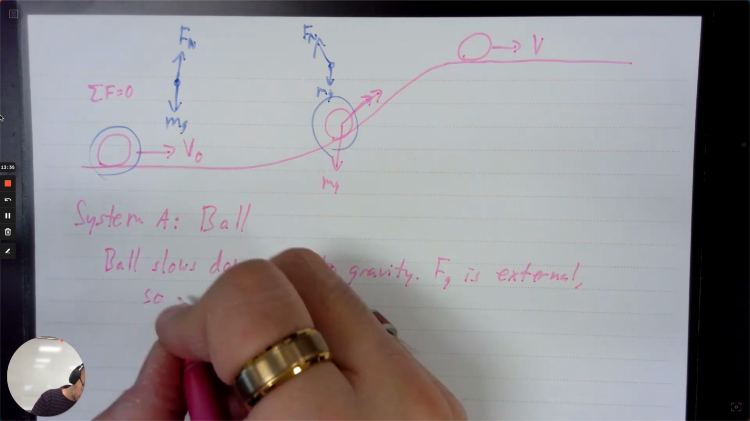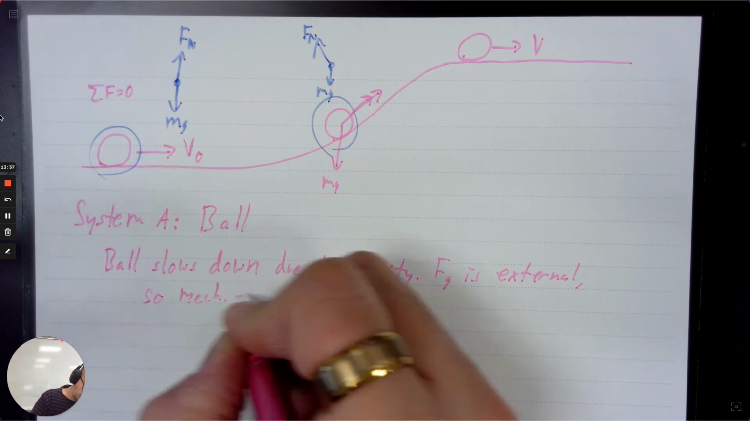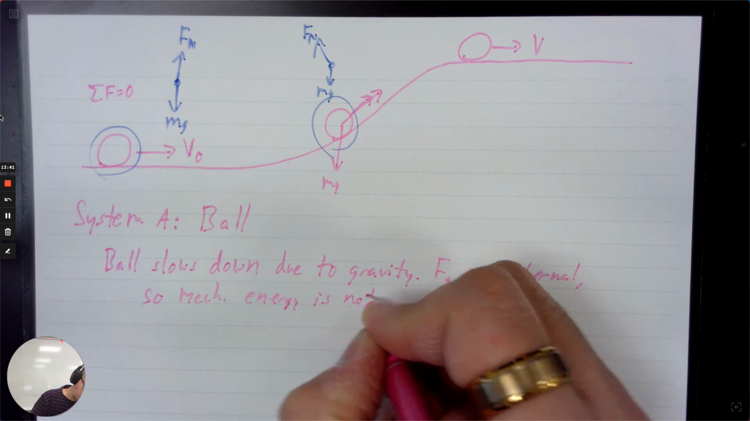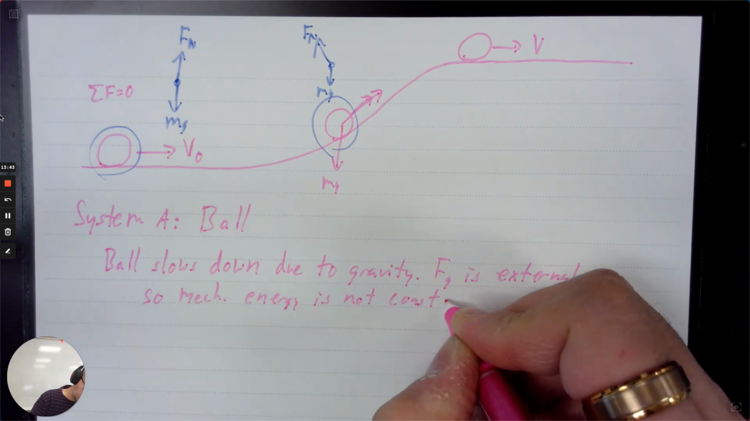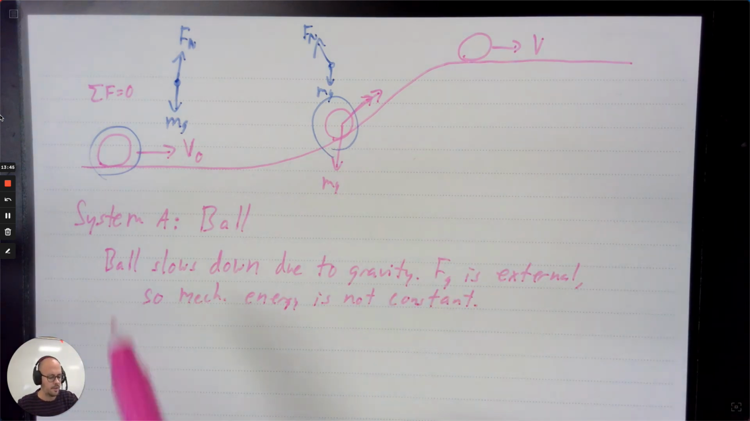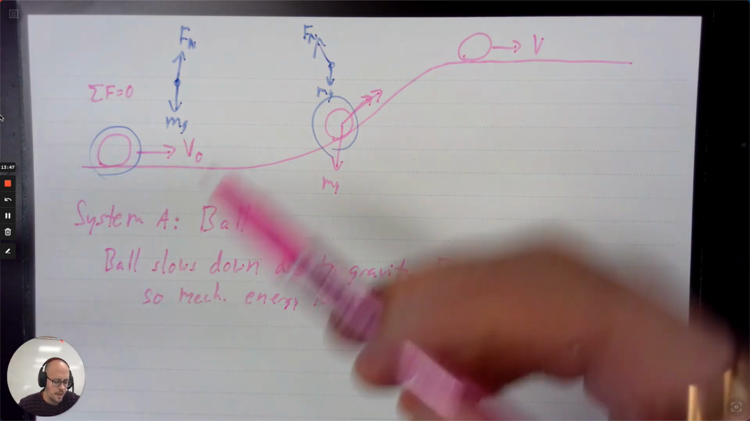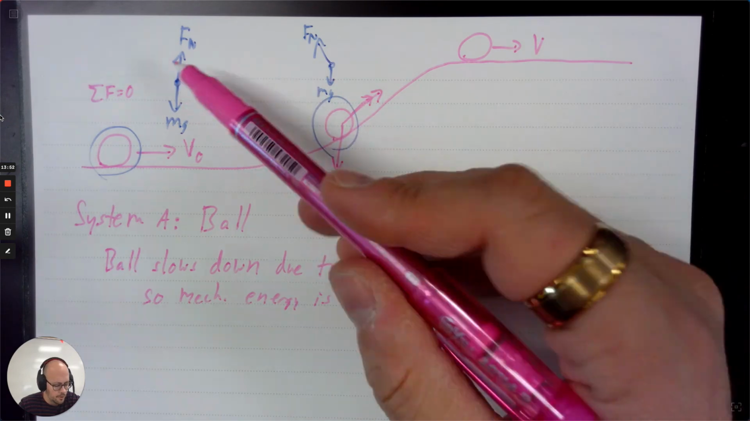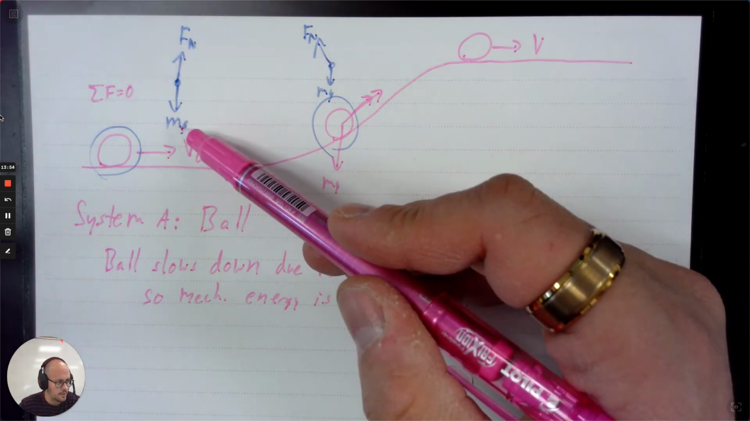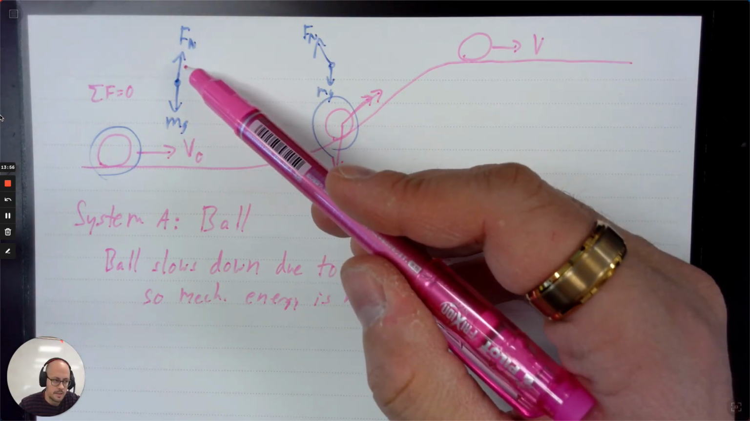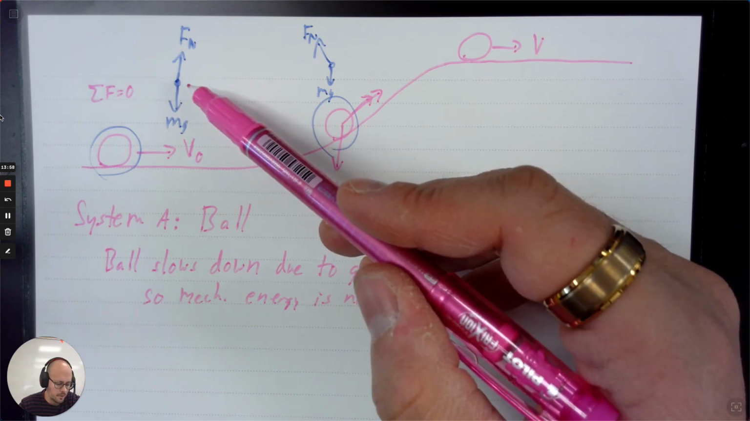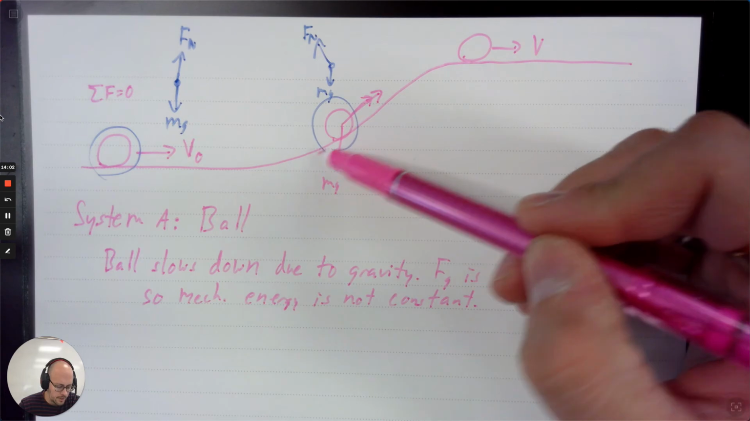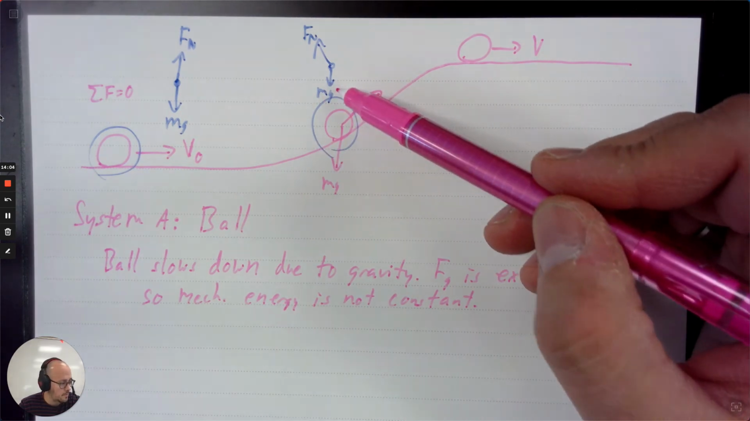So mechanical energy is not constant. Okay, so that was maybe a big leap, right? The ball's moving along at some speed, and it slows down. It slows down because both of these forces are external to the system. The normal force doesn't impact the motion of the ball, but the force of gravity, once the ball gets to the hill, starts to affect the motion.